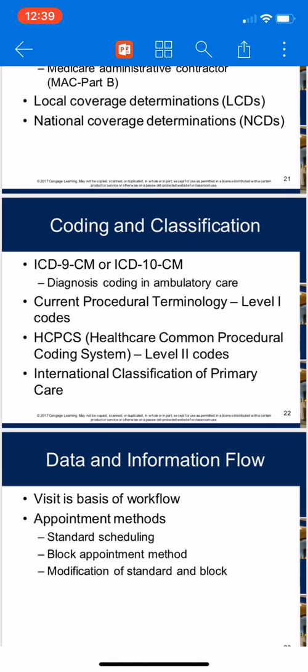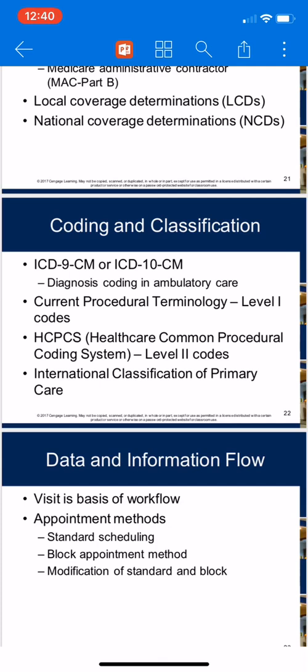Then you have the Healthcare Common Procedural Coding System, which is our HCPCS, and it is used to code procedures and evaluation and management services in ambulatory care. 2 levels of codes make up the HCPCS system. Level 1 consists of CPT, Current Procedural Terminology, and these codes are developed by the American Medical Association.